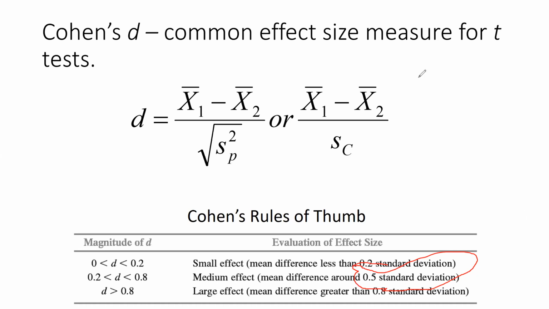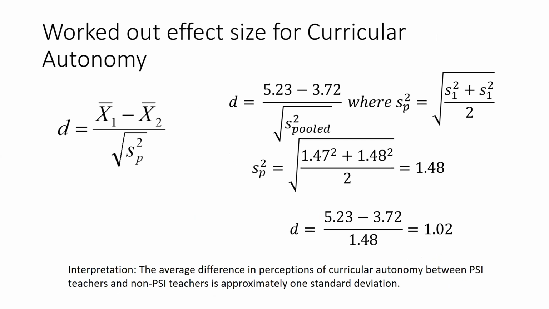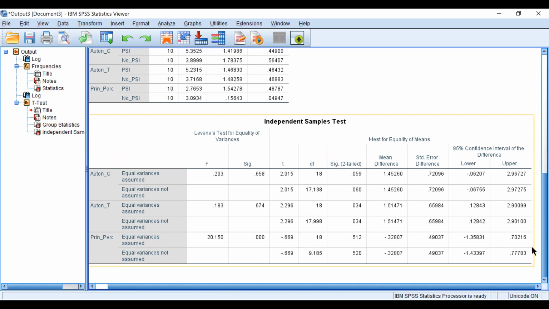So we're going to work out effect size per curricular autonomy, because I'm sure you'll be delighted to learn that it's not in SPSS. So first, we're going to go back and look at the data. Look at the output. This output gives us everything we need.